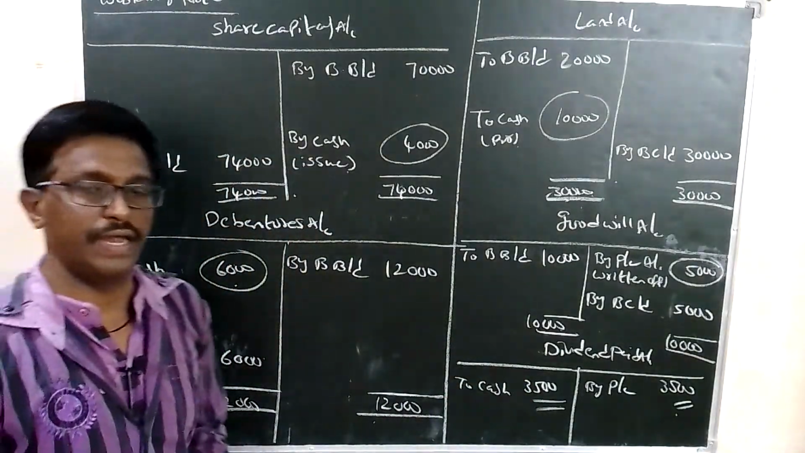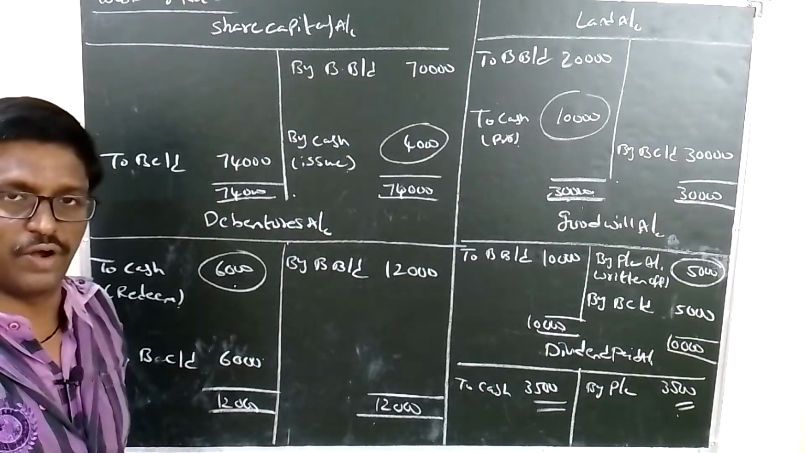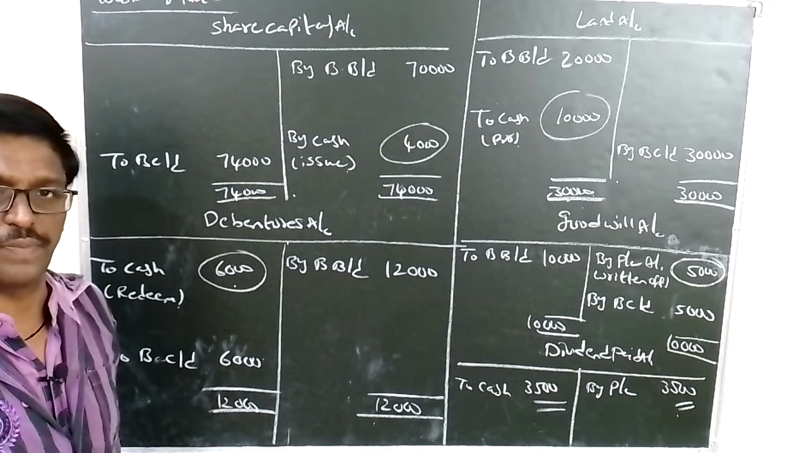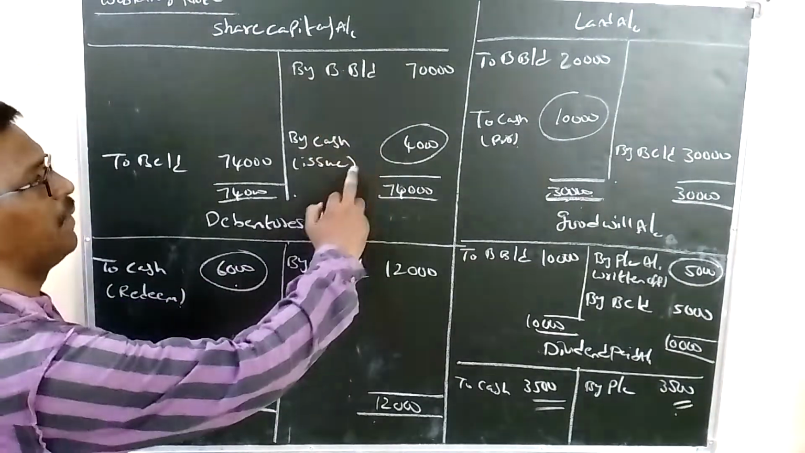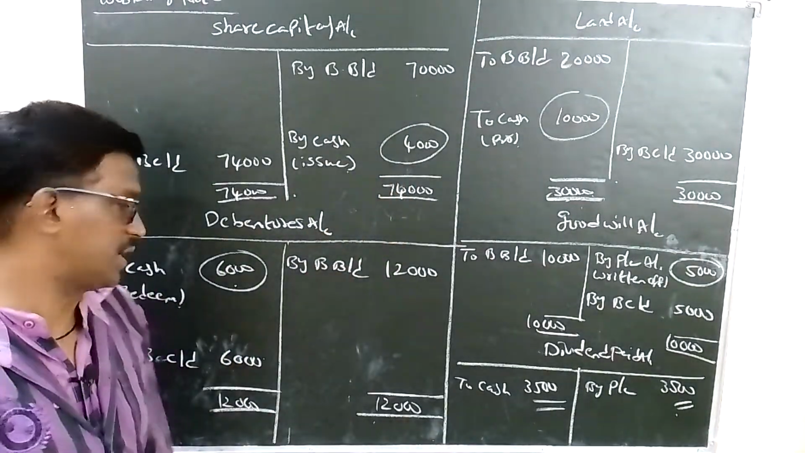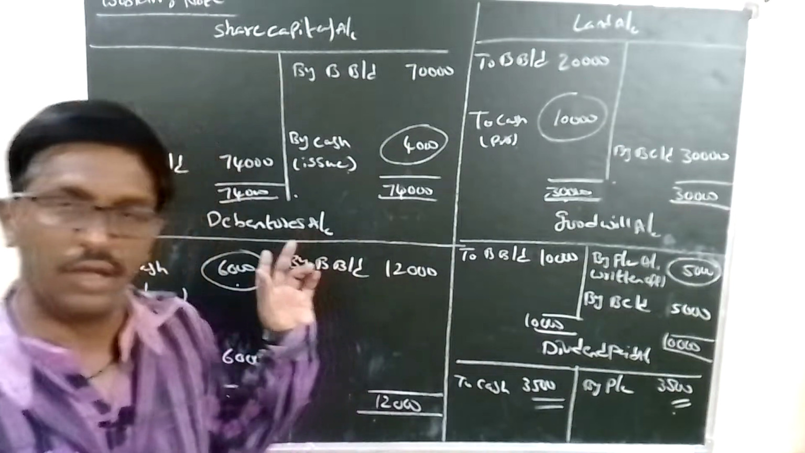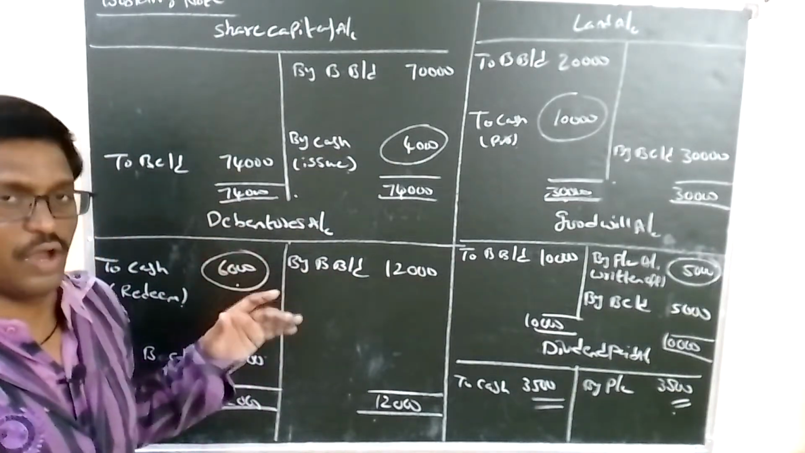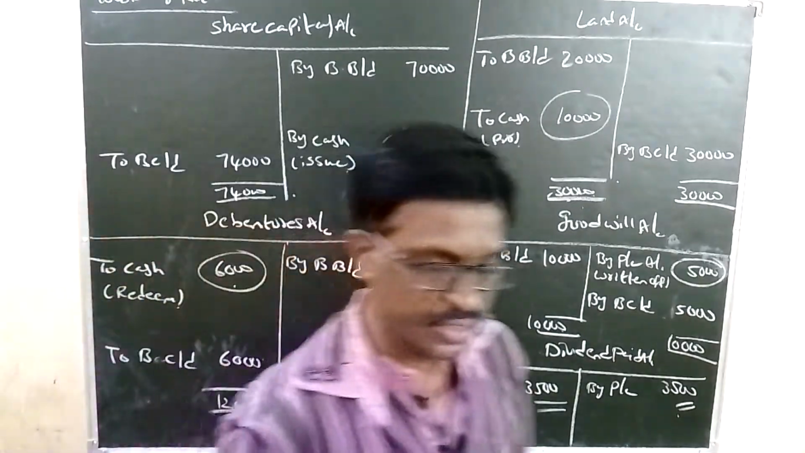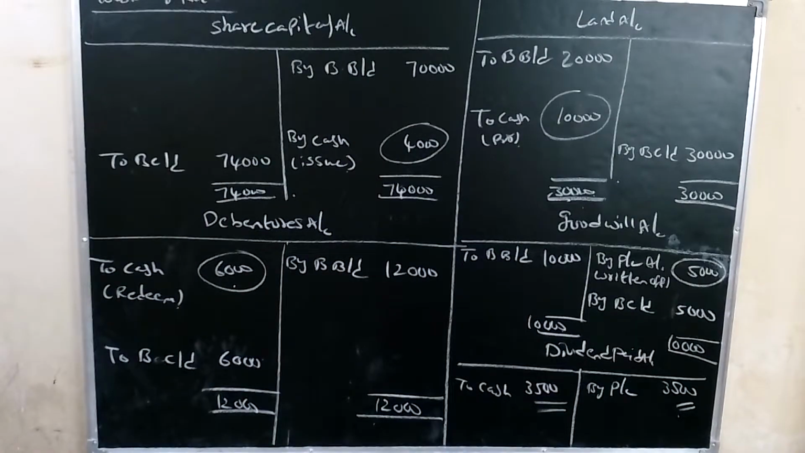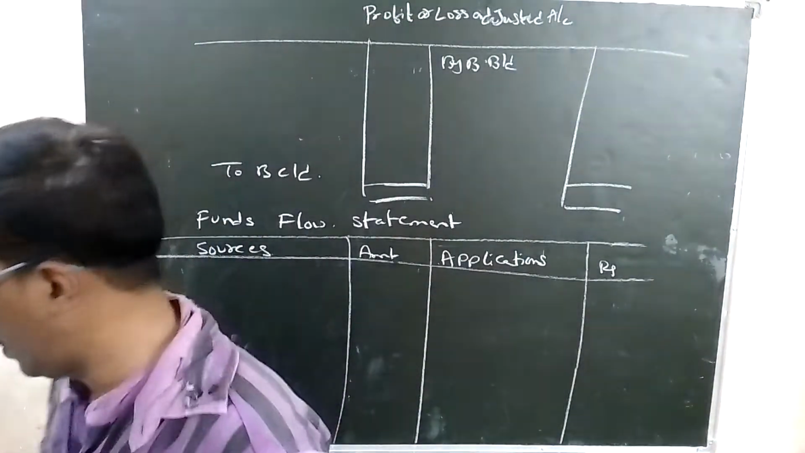Okay. Finally, you have to prepare the P&L adjustment account. It is useful to find out the funds from operation, and the funds flow statement is also to be prepared. All cash items transferred: the amount shown on the debit side will be shown on the credit side. All P&L account items are shown in the P&L adjustment account. Finally, you have to prepare the P&L adjustment account and funds flow statement.